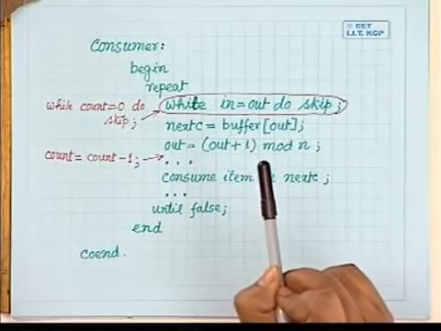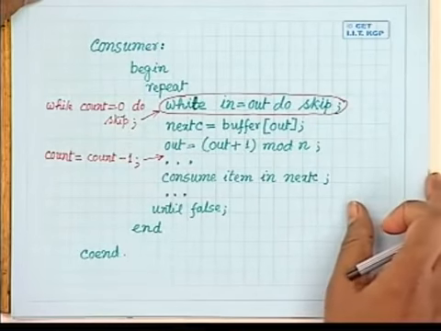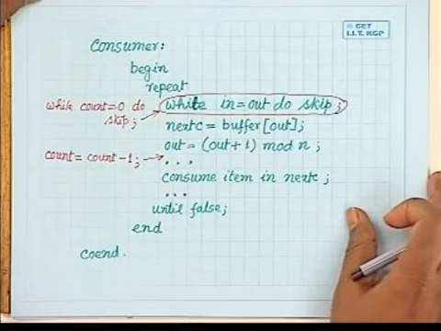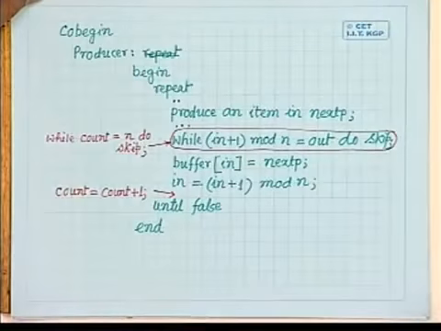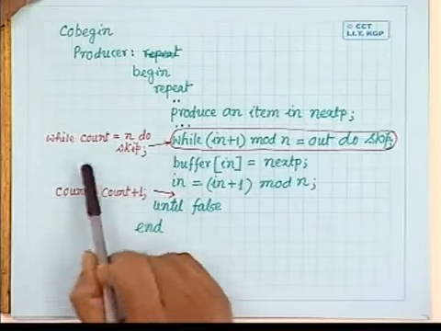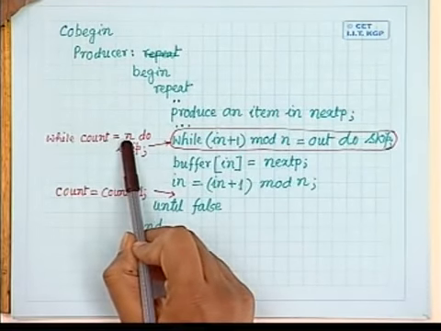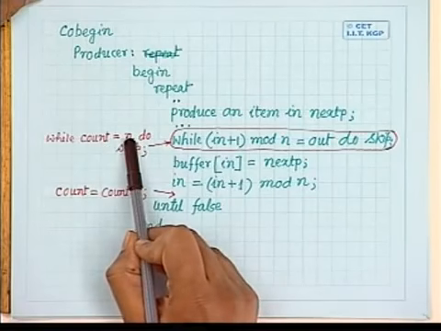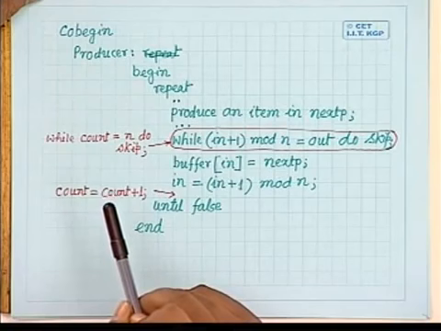Okay, so to avoid that problem, what we have suggested is, let us use one more variable, say count, where count will give the value of the number of items that are present in the buffer. So whenever a producer process produces an item and puts it into the buffer, it will check the value of the count. If the count is equal to n, that indicates that the buffer is full, so the producer process cannot put the element into the buffer.